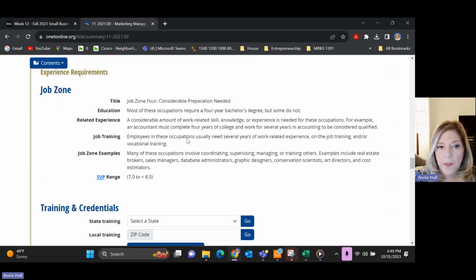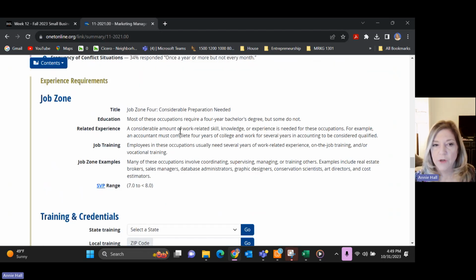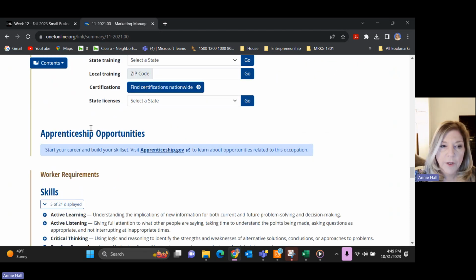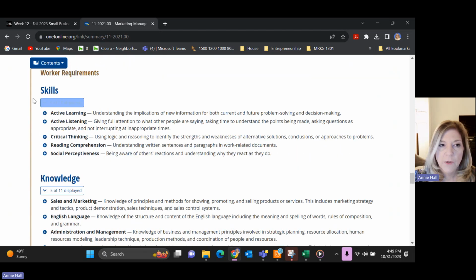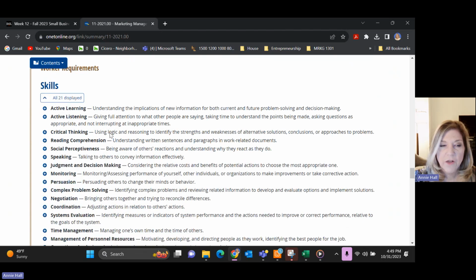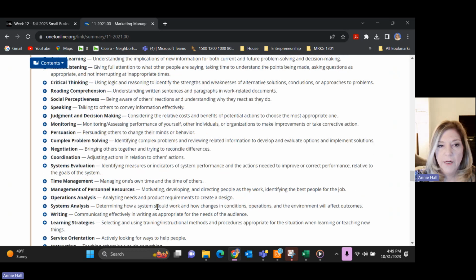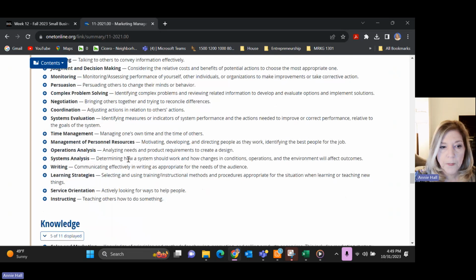Job training. Job zone examples. So job zone is something that is a government thing. You can read more about that if you're interested, but I really just use this for the information. Like, what should I be thinking about as I'm going to hire this person? And then you also may want to look down here. I'm going to come back up to this section, but down here you can see what skills do they need. And here's 21 skills that may or may not be applicable to your job. But now you don't have to think them up. You can pick and choose from this list.